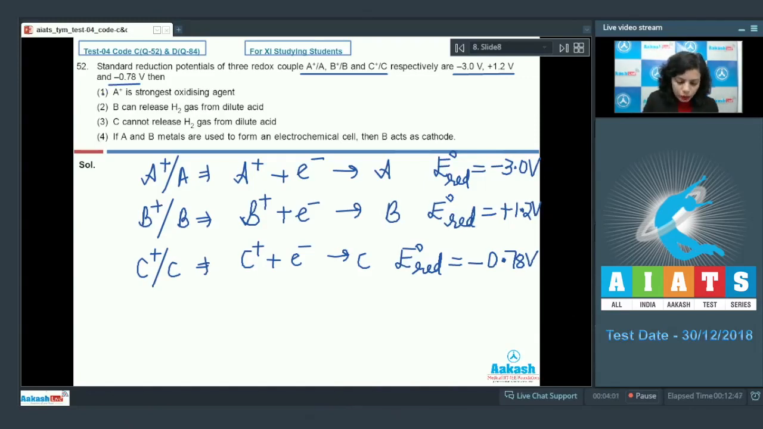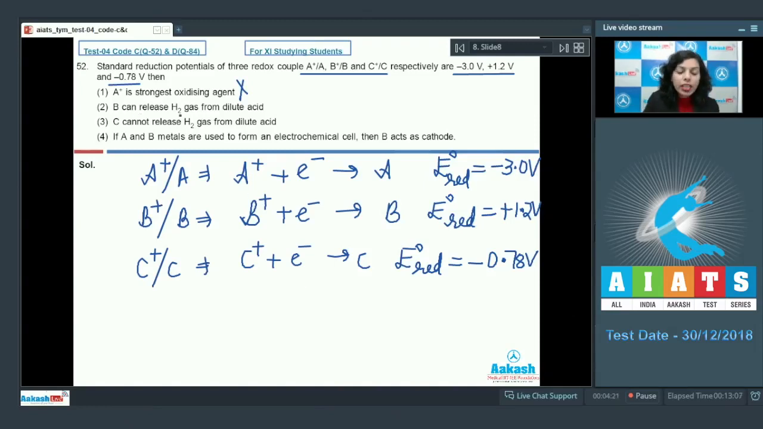Let's check the options given here. A+ is the strongest oxidizing agent. If you look at A+, it is getting changed into A, but is it the strongest oxidizing agent? It is not. If you look at its reduction potential, this is -3.0 volt. That's why it is not the correct statement.